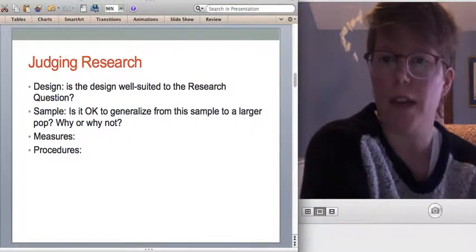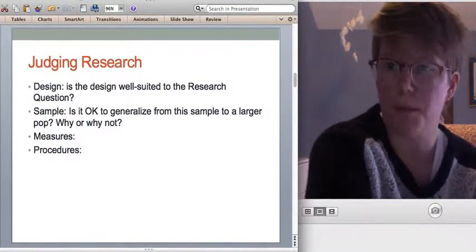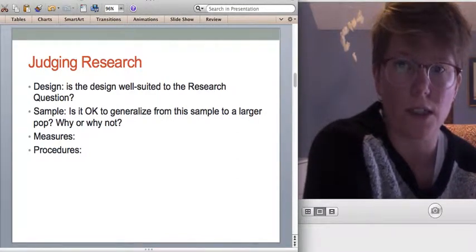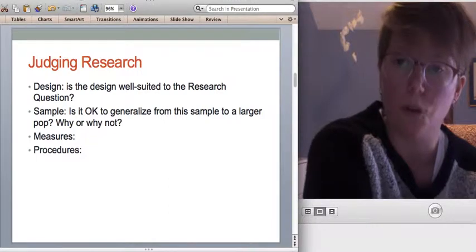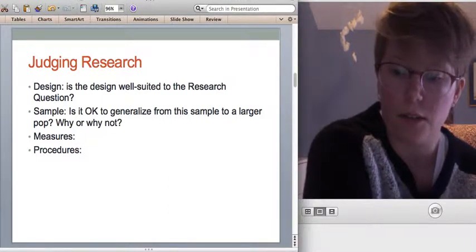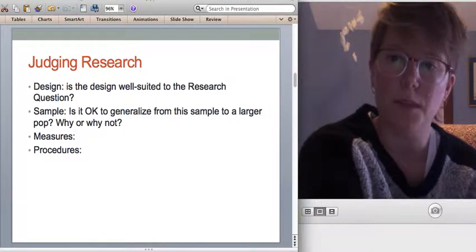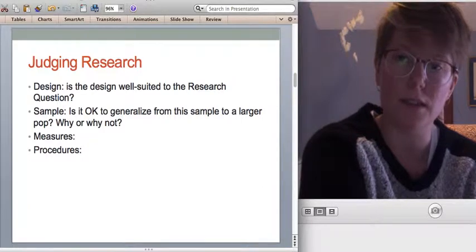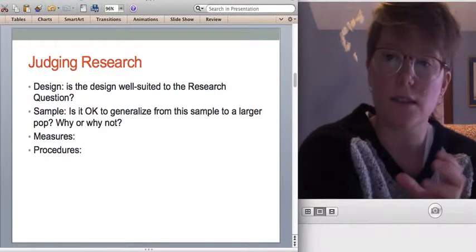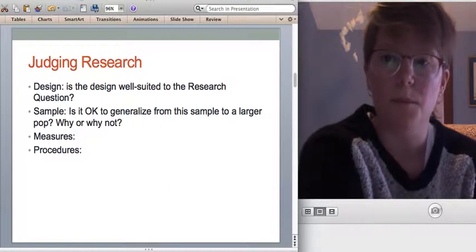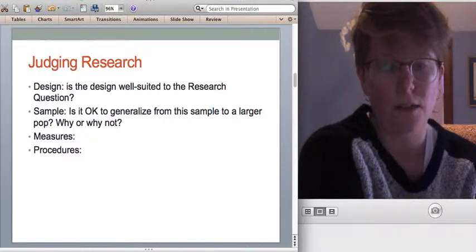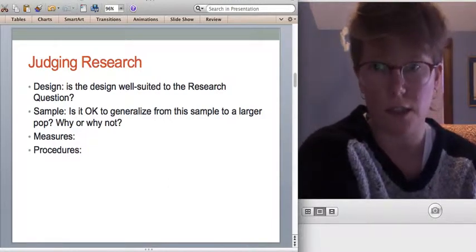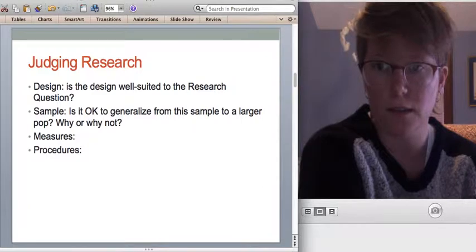For sampling, is it okay to generalize from the sample to a larger population? Why or why not? And this is a really common and important question that I feel like we don't ask. But a lot of articles I come across make these generalizing statements when I don't think that they really have the methodological basis to do so. That has something to do with sample size, but not just sample size. It's also about one of the key features of this week's reading, which is randomization. More about that in a minute.